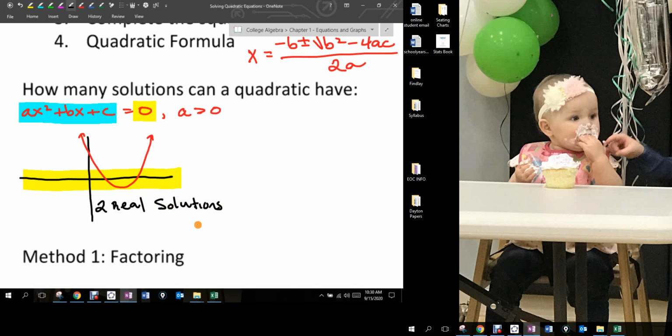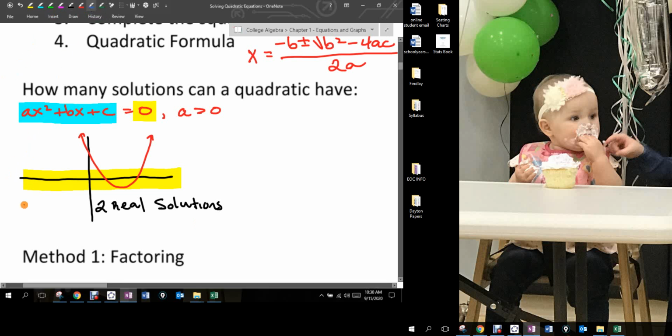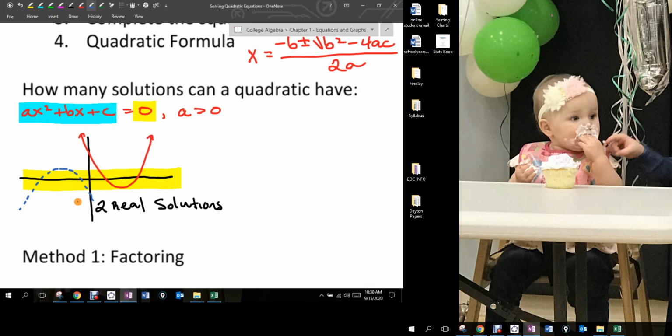Okay, you could have something, you don't need to draw this one, but if A was negative, that blue one would maybe be my parabola. Still intersecting twice, right? Okay, so when you work through these problems and you get 2 answers, you are ultimately indicating that your graph should look like one of those 2 things right there. Is that okay? All right.